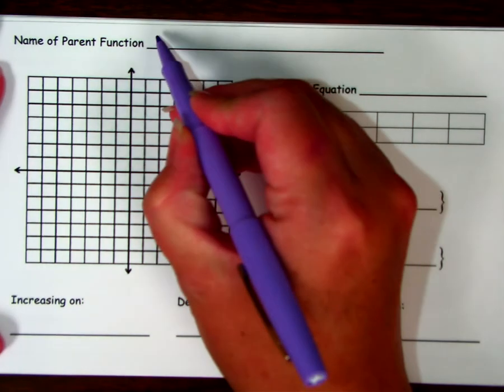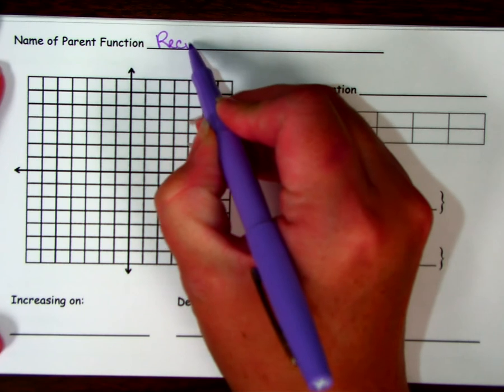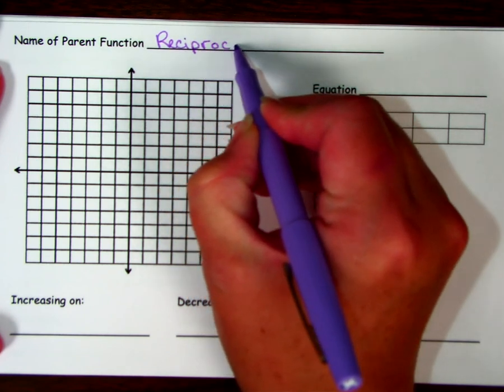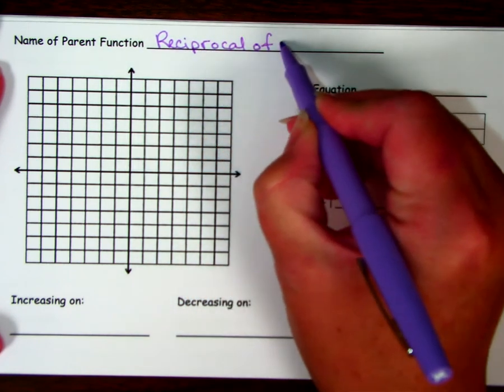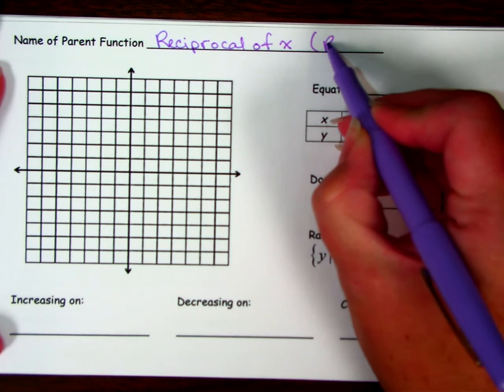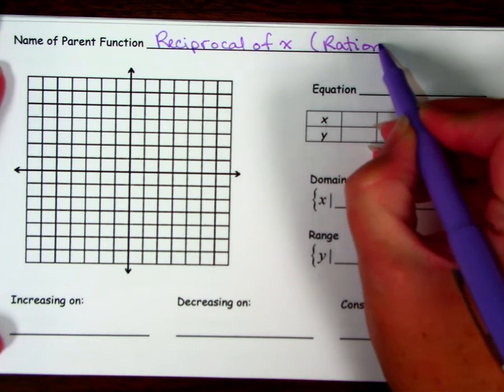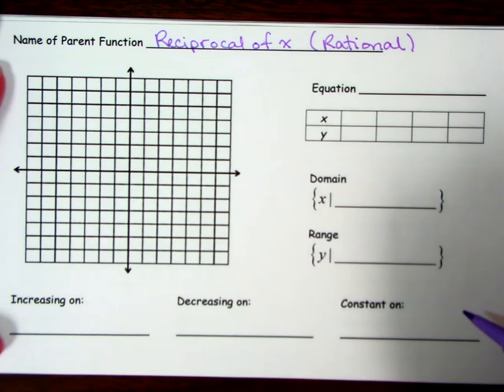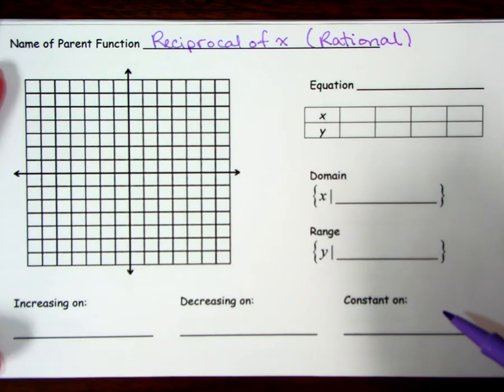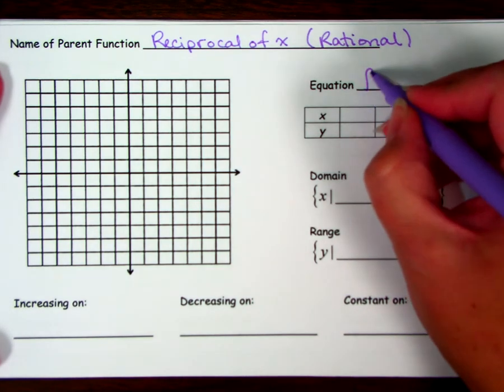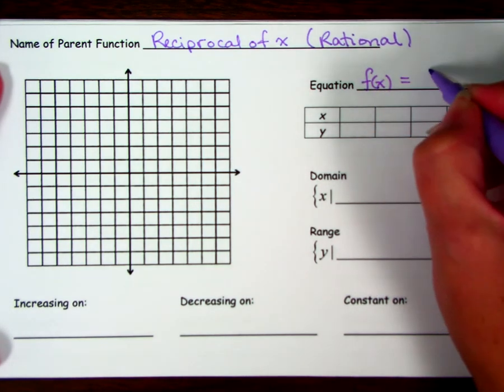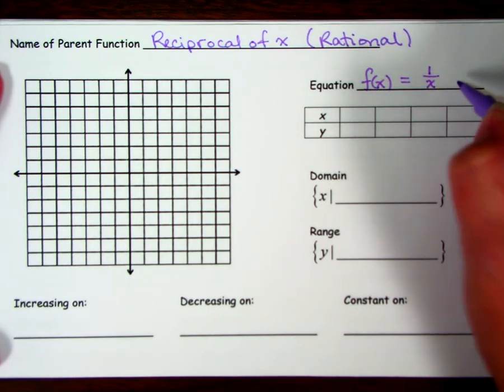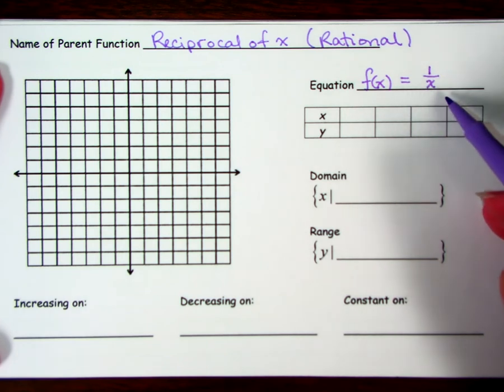This is the reciprocal of x parent function, also sometimes called the rational parent function. The equation for this one is f of x is equal to 1 over x. This very literally says the reciprocal of x.